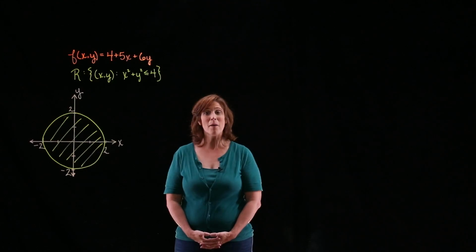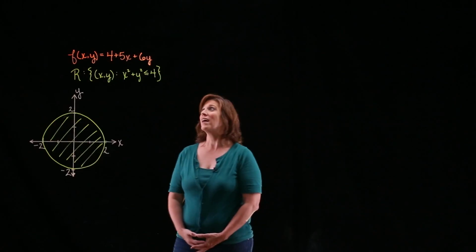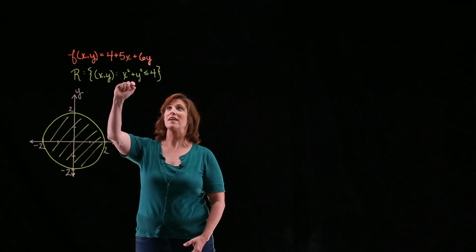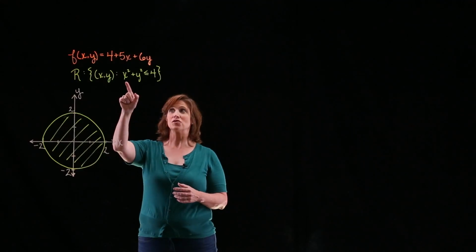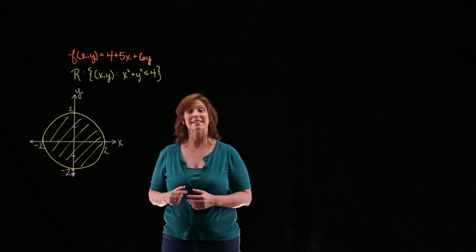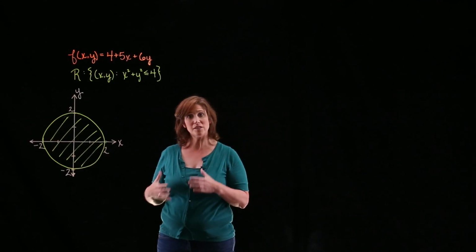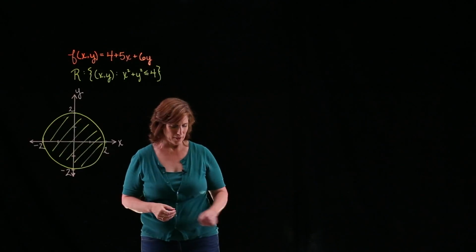Hi everyone, I'm Cheryl. In this problem, we're asked to find the area of the surface 4 plus 5x plus 6y above the region that's described as x squared plus y squared is less than or equal to 4, which is a circle of radius 2.